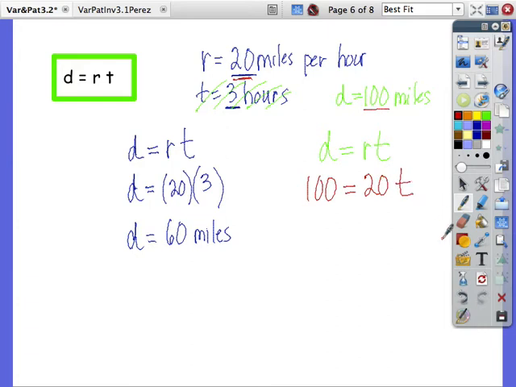If you remember when we solved equations, we want to get the variable by itself. Here's our variable. To get t by itself, we would divide both sides of the equation by 20. These 20s cancel out, so we have t over here, and 100 divided by 20 is 5. So the answer here is t equals 5, or 5 hours.